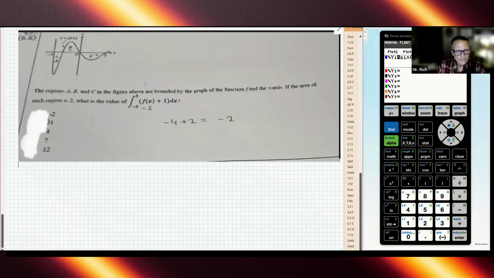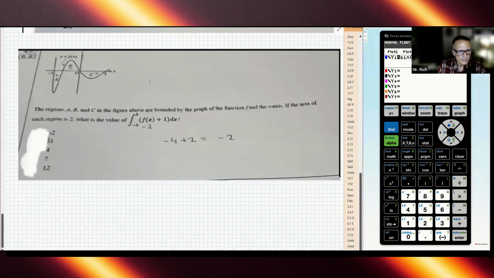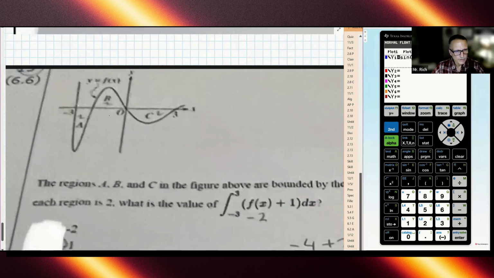I got time. This is from Taylor. It looks like the regions A, B, and C in the figure above are bounded by the graph of the function f and the x-axis. If the area of each region is 2, what's the value when you integrate from -3 to 3? Right. So if the area of each region is 2, as you're integrating from left to right, the area underneath will end up being negative. So if these areas are all 2s, and as I integrate from -3 to 3, I'm accumulating -2 plus 2 and then a -2. So that integral has to be a -2.